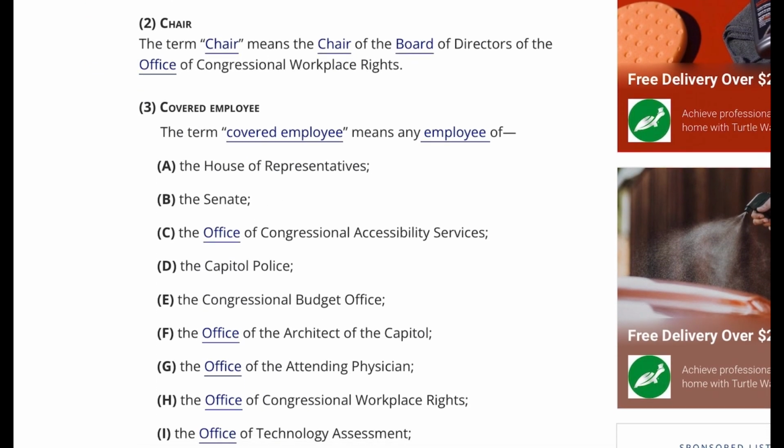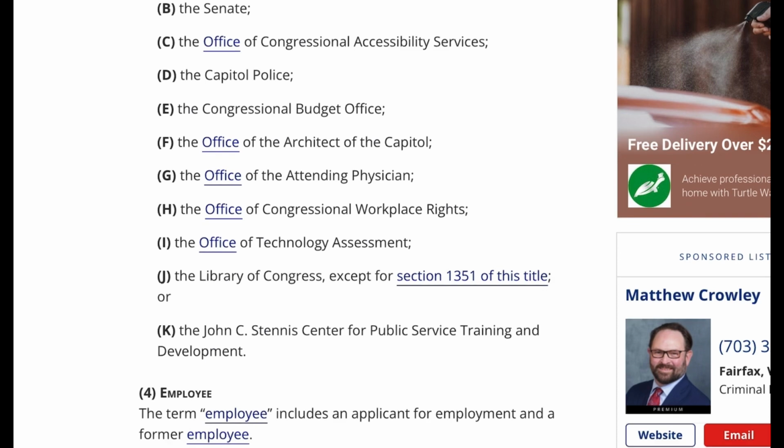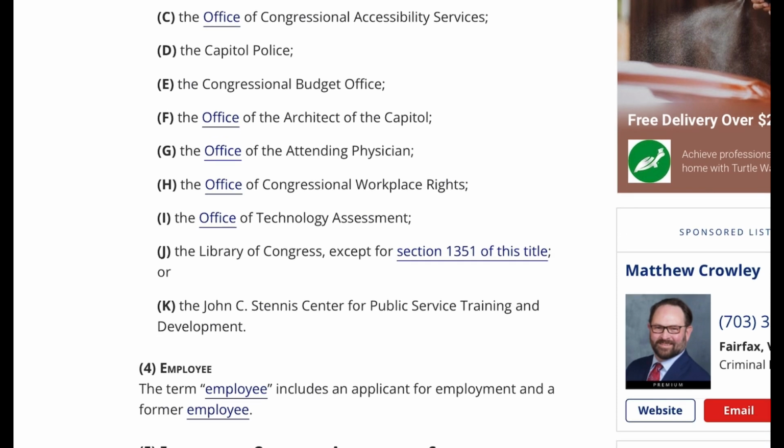the House of Representatives, B. the Senate, C. the Office of Congressional Accessibility Services, D. the Capitol Police, E. the Congressional Budget Office, F. the Office of the Architect of the Capitol, G. the Office of the Attending Physician, H. the Office of Congressional Workplace Rights, I. the Office of Technology Assessment, J. the Library of Congress, except for Section 1351 of this title, or K. the John C. Stennis Center for Public Service Training and Development.